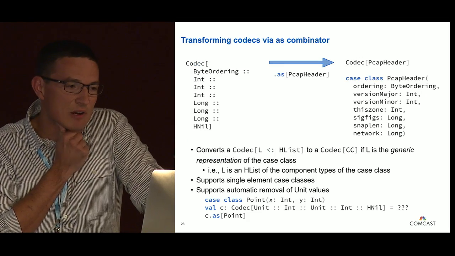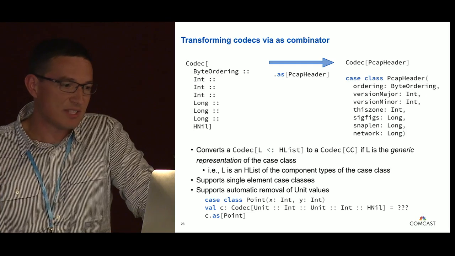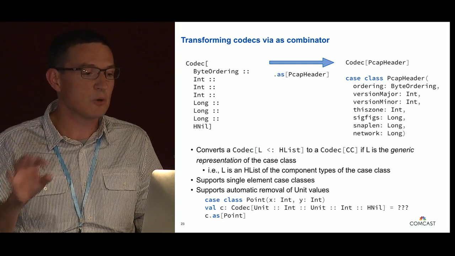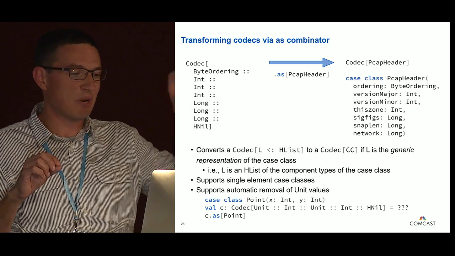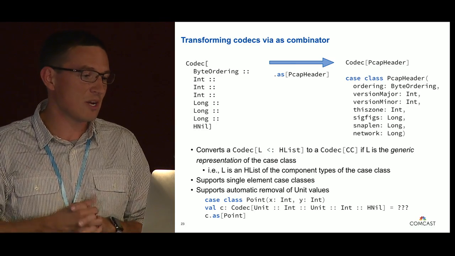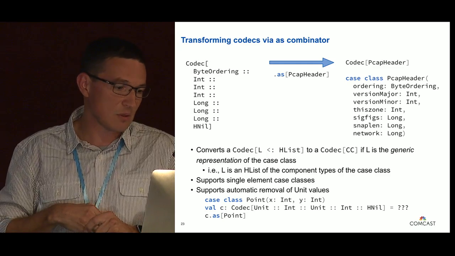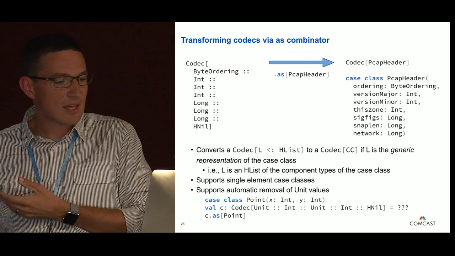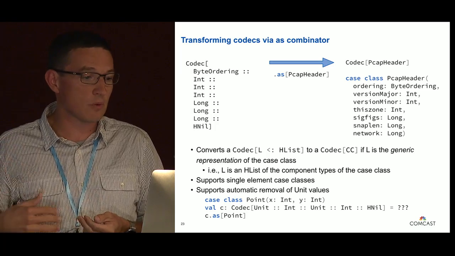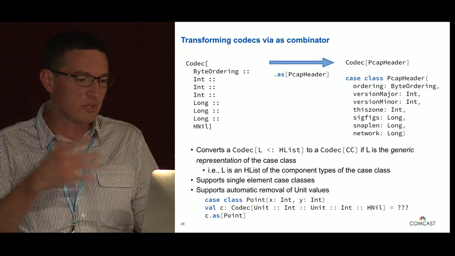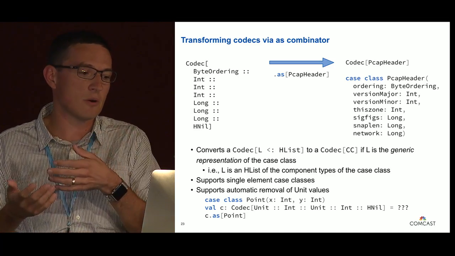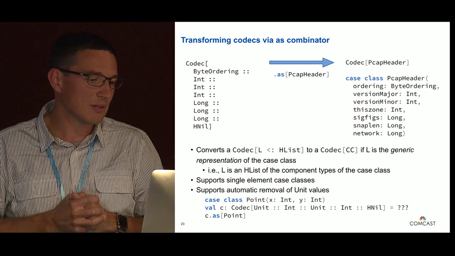Returning to as, though, we saw another example in that previous slide of how we used flat prepend, or that silly operator, to stick a byte ordering in front of some HList shape. And what we ended up with was this codec of this big byte ordering with 3 ints and 3 longs. And our case class had that same type alignment, right? It started with a field of type byte ordering, and then had 3 ints and 3 longs. And we were able to use this as method to do the transformation, to convert the codec of the HList into a codec of type pcap header.